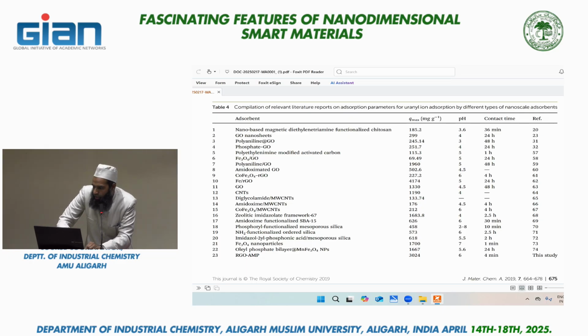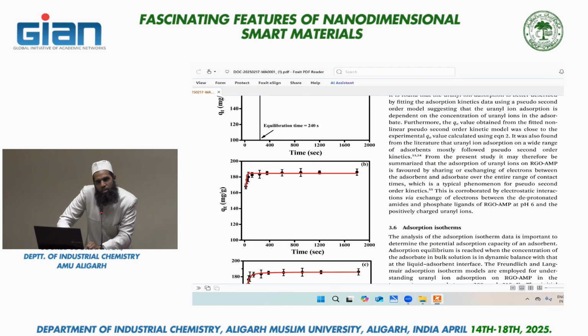So from this, we can say that if we functionalize our graphene with another functional group, we can use our graphene oxide in different applications. For example, this is one example in which we use uranium. People can use this for other heavy metals like arsenic, lead. So if you want to work on this application part of graphene in research, you can work on this, because there is a very large scope.